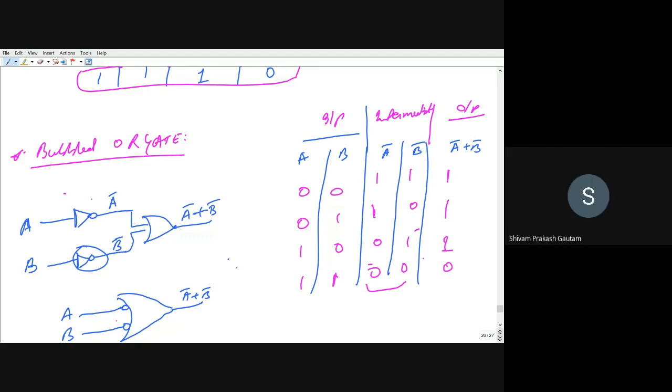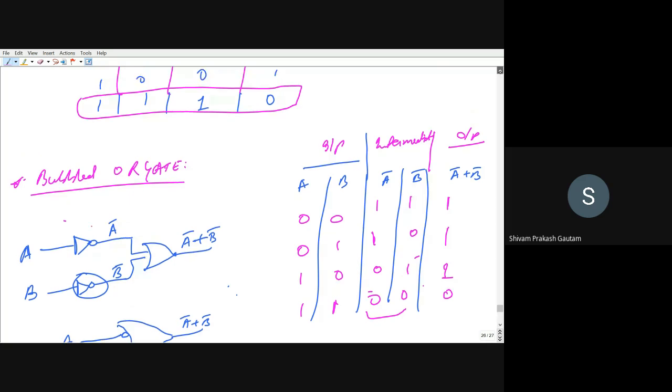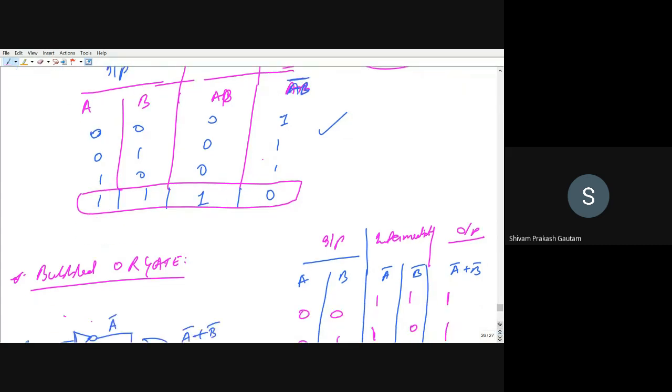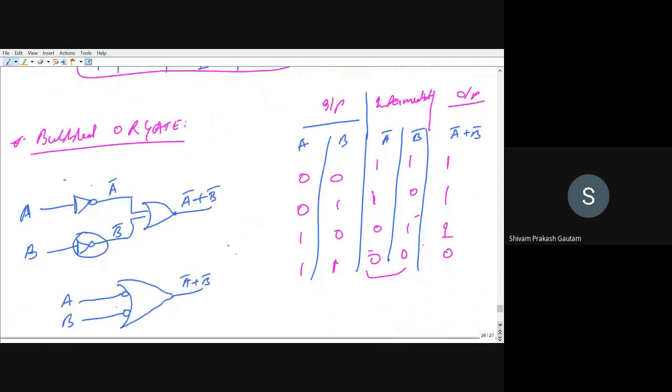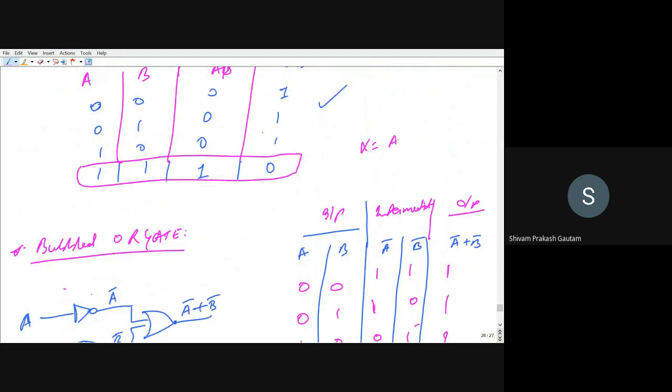Now you can see the truth tables of the bubbled OR gate and the NAND gate are similar. This is A B whole bar, and this is A bar plus B bar. So that means if the output is AB whole bar, it can also be represented by A bar plus B bar.